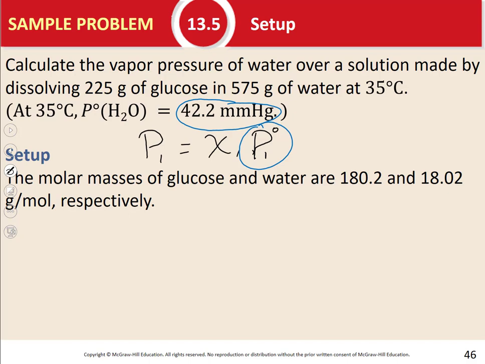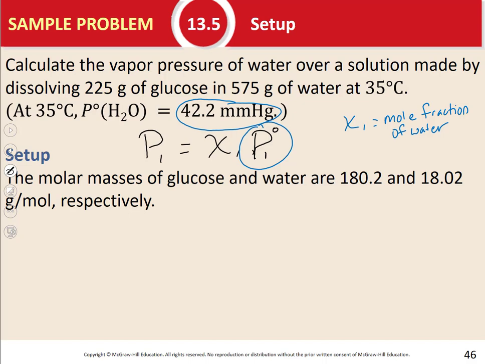So all we need then is what is X1, the mole fraction of water. So the mole fraction is just the moles of water divided by your total moles in this solution. Now, here's the problem. Was I given moles? No. Well, I was given what? Grams. Is that a problem? No, because what can we do? Convert those grams to moles.